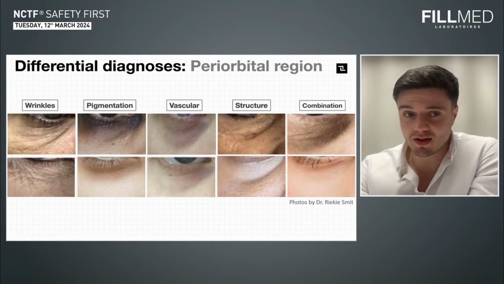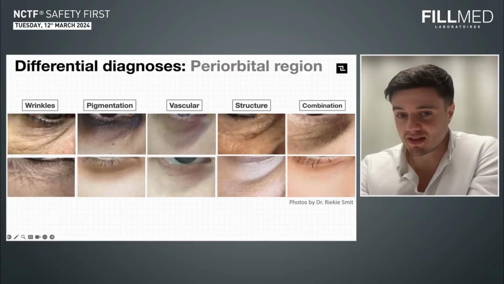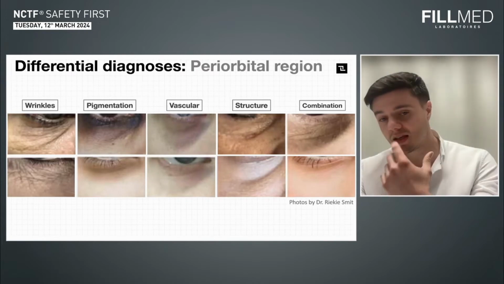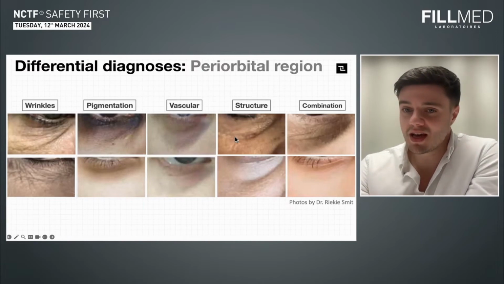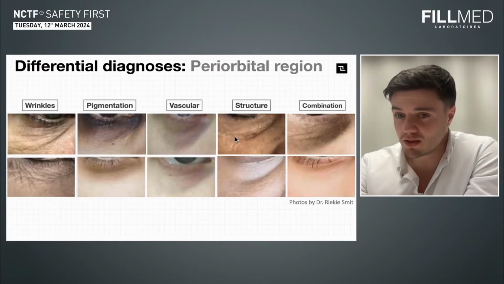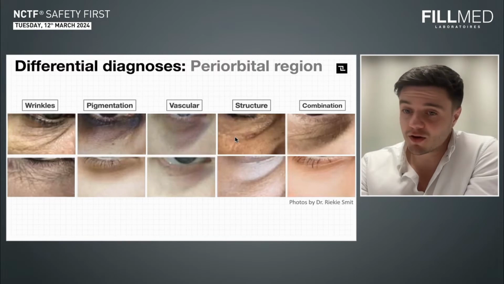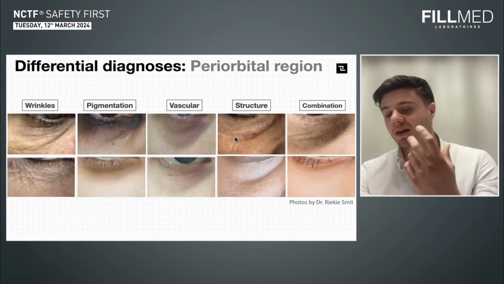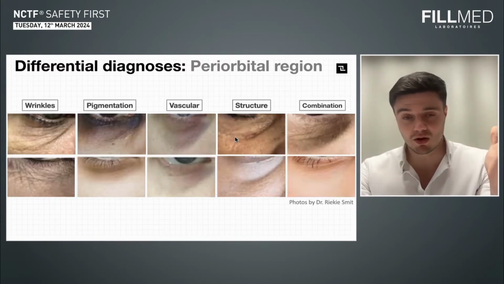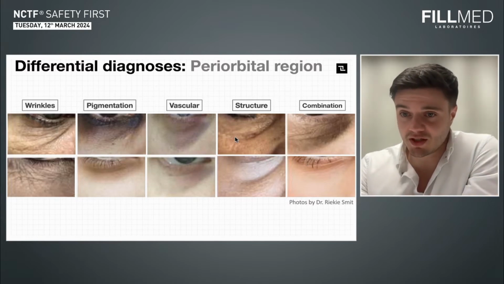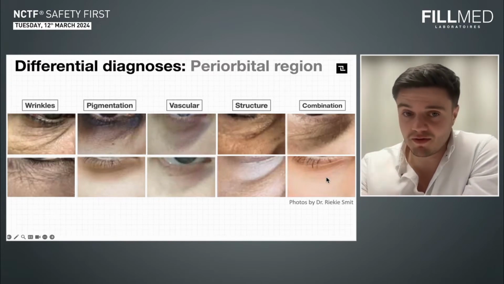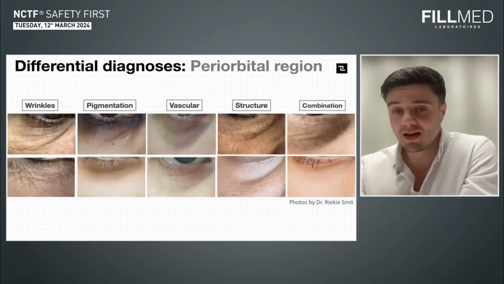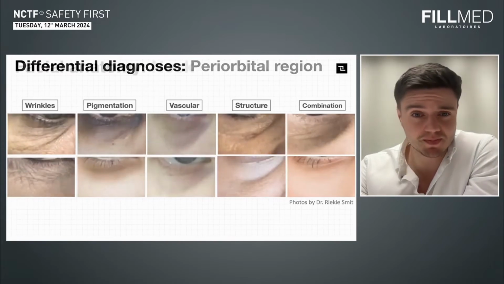And this is important because the first three appearances can very effectively be treated with skin revitalization, with skin glow, while structural problems and volume deficits might also need another component to its treatment, maybe fillers. And so we always have to think about combining treatments in order to be more effective for the patient. And here you can see how those single factors can come together and be combined in a patient.